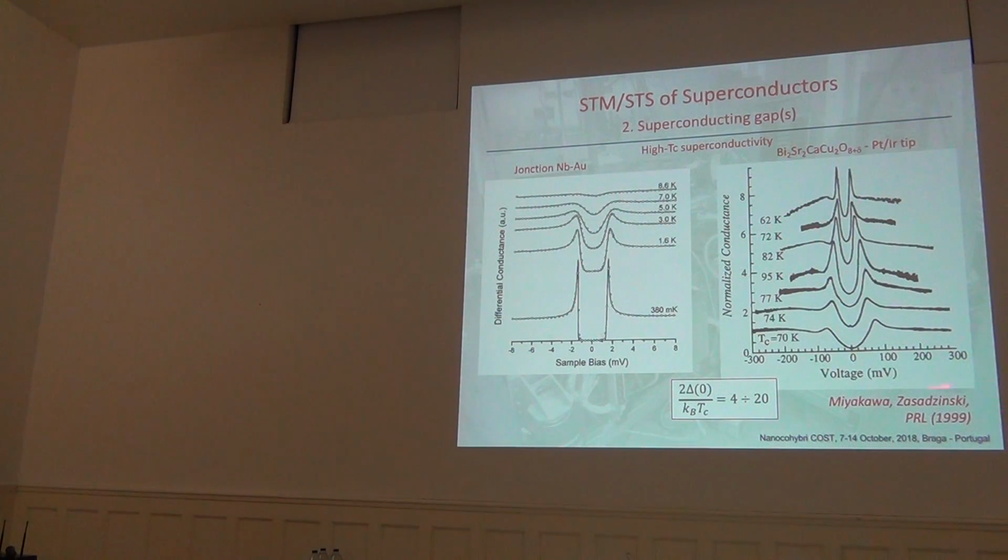This is from the Miyakawa-Zasadzinski group from Chicago University and Argonne National Lab. And basically, depending on doping, the 2 delta over KB TC ratio, the BCS ratio, varied from 4 to 20. And 20 is something really weird.